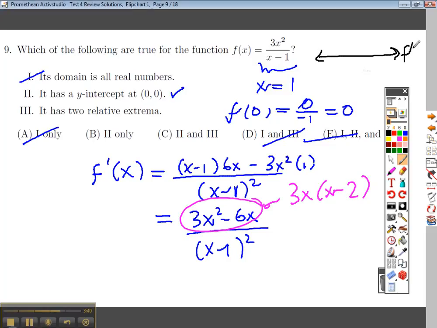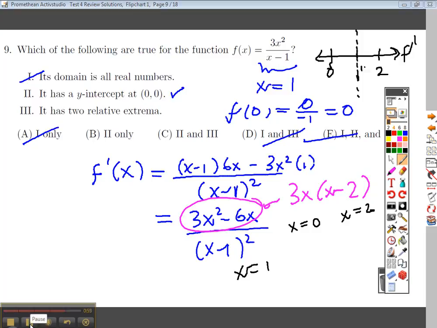This is f prime. So I got, again, 0, 2, and don't forget the asymptote at 1. Okay, so 0, asymptote at 1, so that's not going to be a critical number. And then I have one at 2. I'm going to make the sign chart by plugging in the numbers.